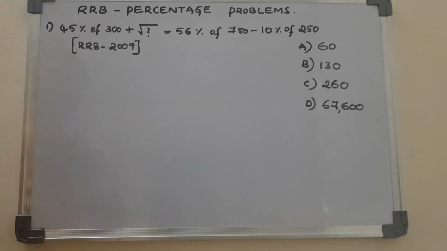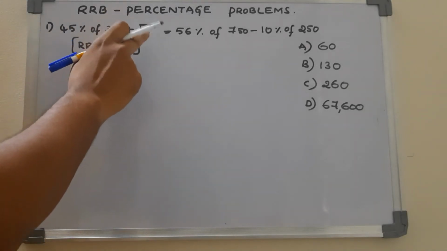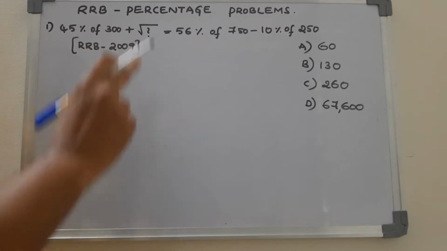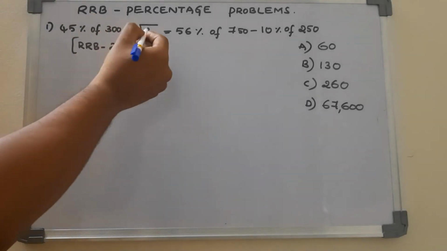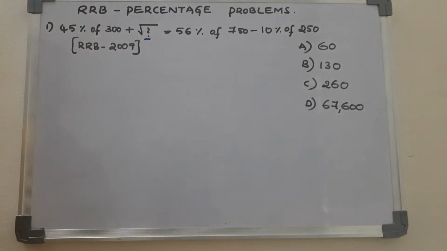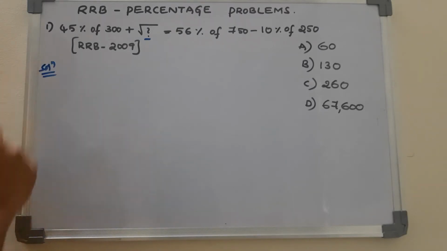This question appeared in the RRB 2009 examination. The question is: 45% of 300 plus square root of question mark is equal to 56% of 750 minus 10% of 250. We have to find the question mark. For this kind of question, just write down the expression as below.